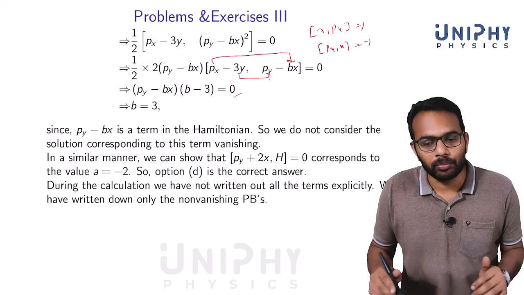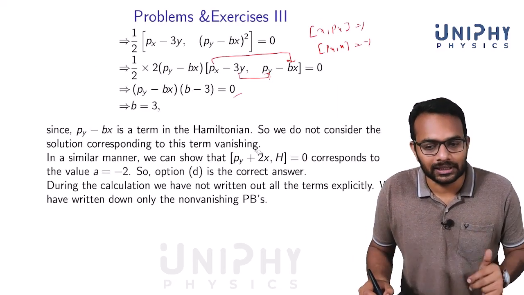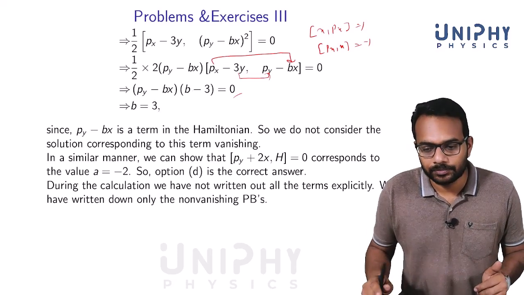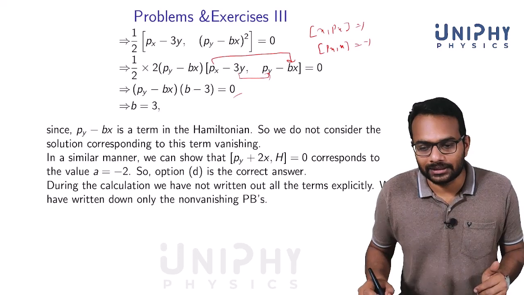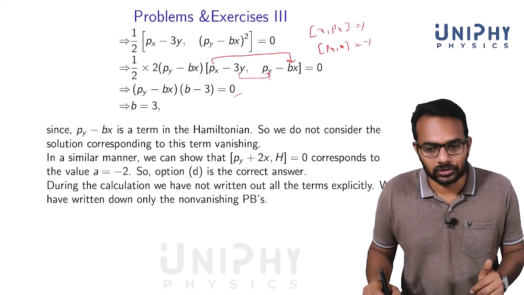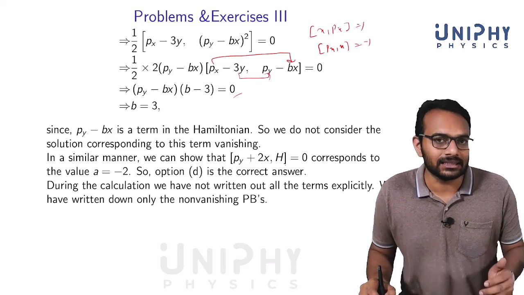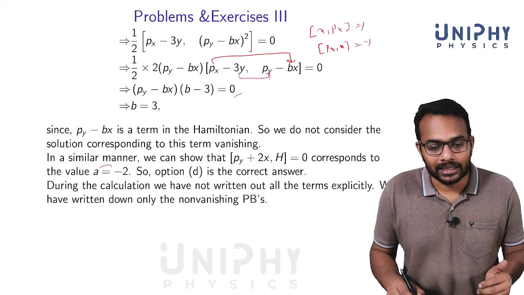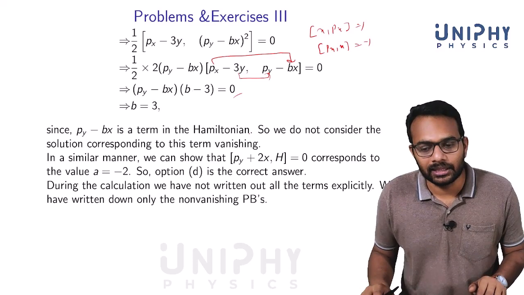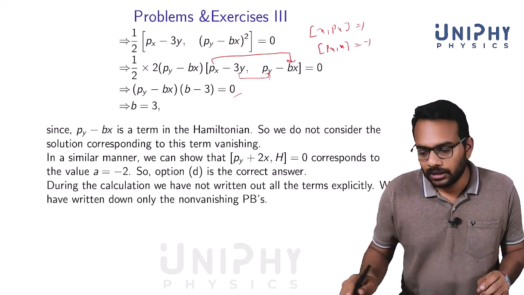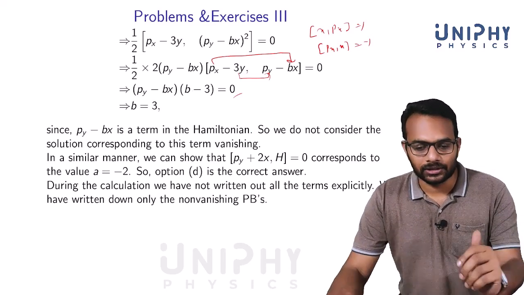But for the sake of getting more practice, I ask you to do the rest of it as homework. So we have got py with 2x. You can check this Poisson bracket, py plus 2x with h is equal to 0. Demand that and see that a becomes minus 2. The steps are very similar, it's exactly the same too, so you can do the rest of it.